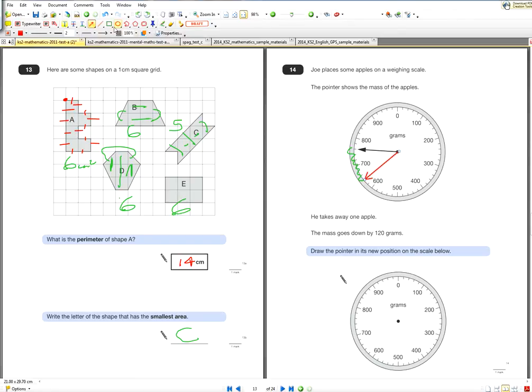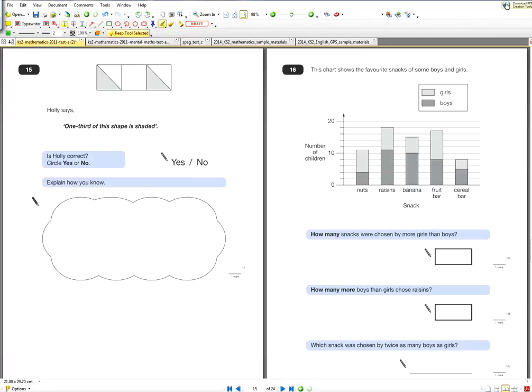Are we happy with that, folks? Yep. Good. Okay, he takes away one apple. Done that. Draw the pointer. So, actually, that one there, which I've drawn there, I've drawn in the wrong place. Pardon me, folks. I was supposed to draw it over there. But that was the working out. Okay. Done. You happy with that? Yeah. Move on to the next question.